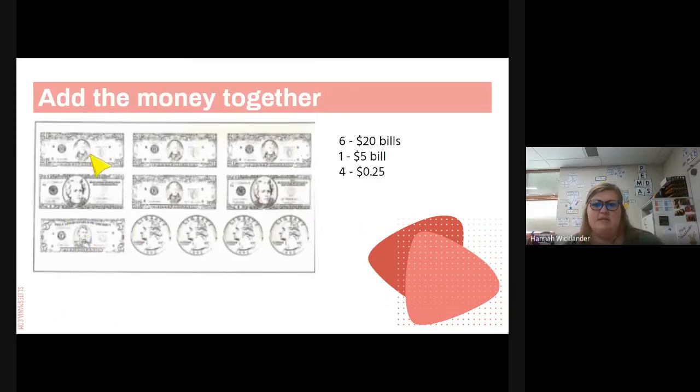All right, add this money together. I have six $20 bills, one $5 bill, and four quarters. Add that together and type your answer in the chat.